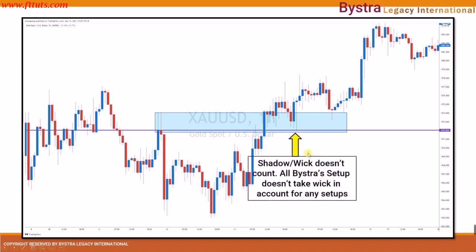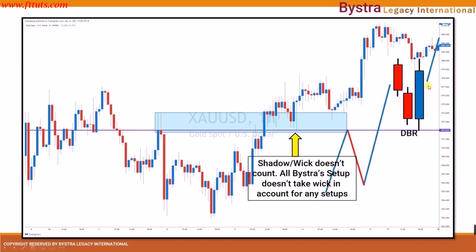All right. So we do not take the wick, okay, for any buy straw setup. Okay, I repeat this again. No wick in any buy straw setup. Right, so this will look something like this, similar to what I showed you just now. Okay, the capital letter A. Okay, it's not aligned with the drop base rally. However, the shadow does touch this area.